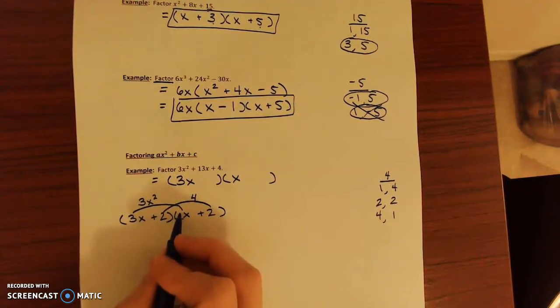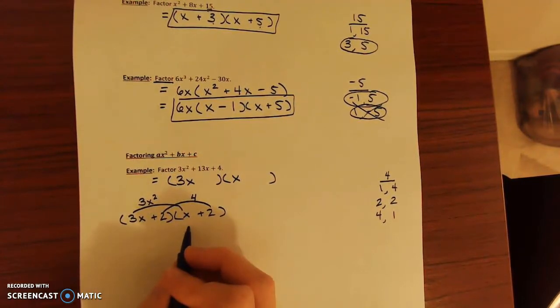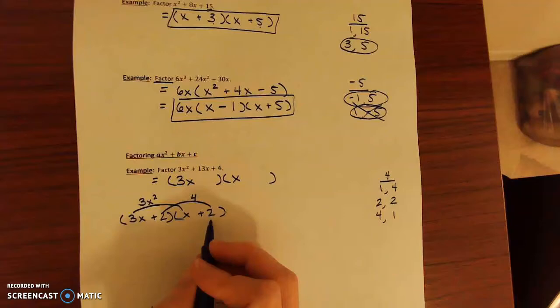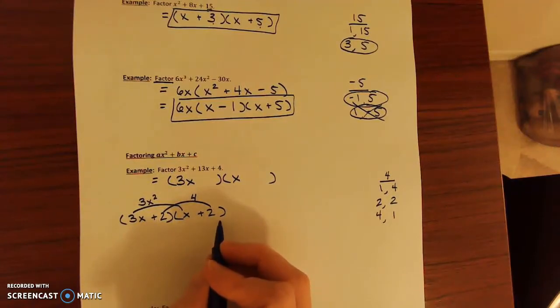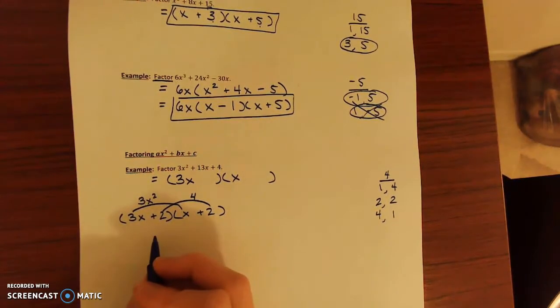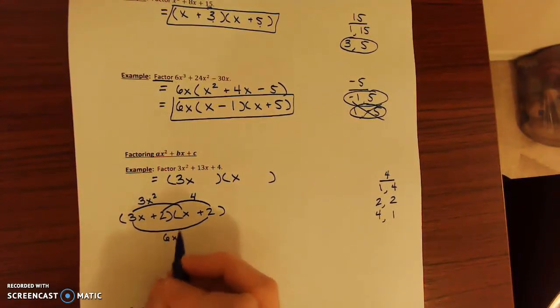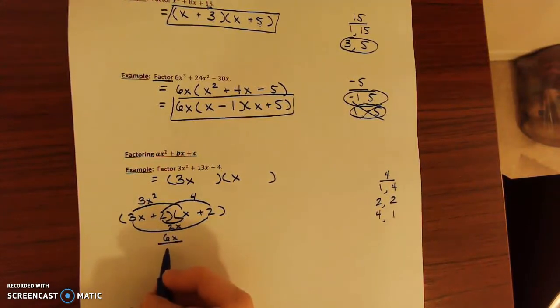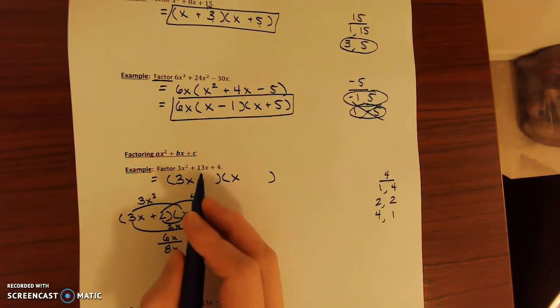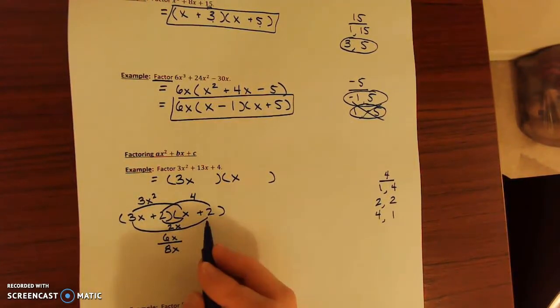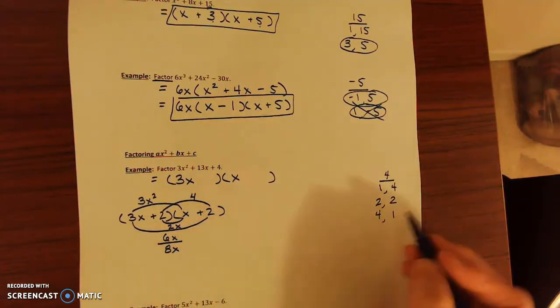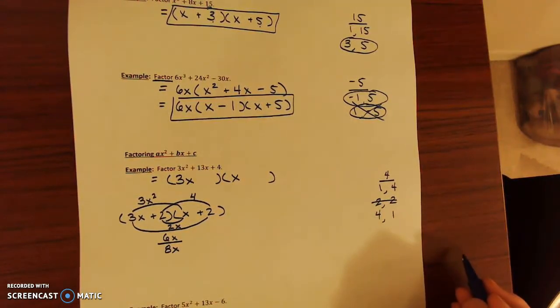Okay, so first times first is going to check out. That's why I put 3x and x. Last times last is going to check out. That's why I put 2 and 2. So when you think about the FOIL method, what haven't we considered yet? It would be outer and inner. So if I look at my outer product, I get 6x. When I multiply my inner terms, I get 2x. When you combine your middle terms together, that would give us 8x. We were hoping for 13x, so this is not the factors that we're looking for. So 2 and 2 didn't work.